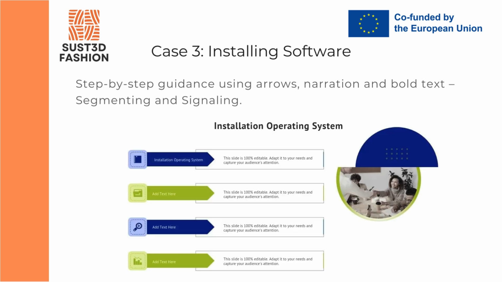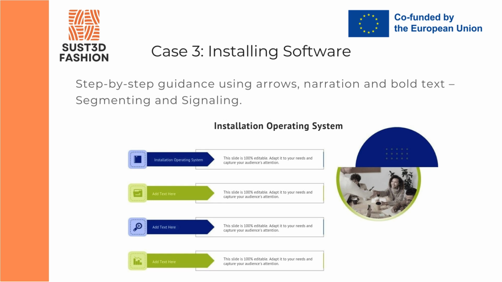One slide for downloading, another for installation, then settings. That way, learners can focus without getting overwhelmed. And then there's signaling. Basically, giving clear visual or verbal clues about where to look and what to do. Use arrows to point to the exact button they need to click. Highlight the next or accept option. Even a quick "look here" in the narration can help keep them on track.